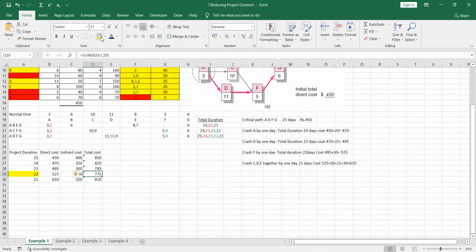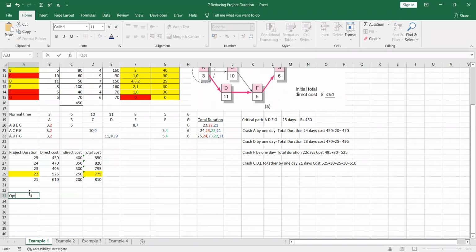Make a note: optimum project duration time. Very good. It should be 22 days. So the optimum project duration time is where the total cost is minimized, right? So you have to make a note, right? If I ask you a question in the examination, find out the optimum project duration, that means you have to find out the total cost at the minimum, right? So optimum project duration point is where the total cost is minimum.